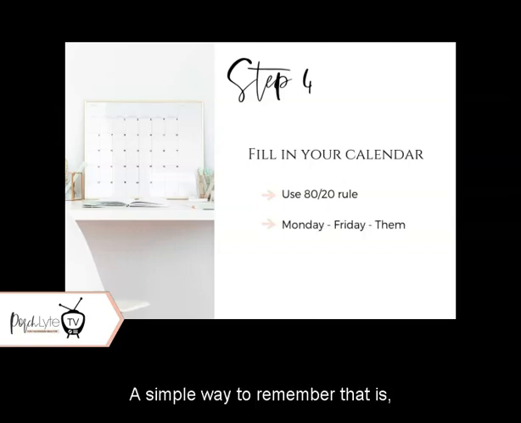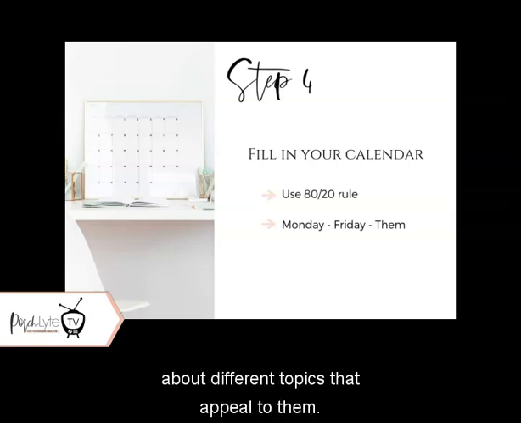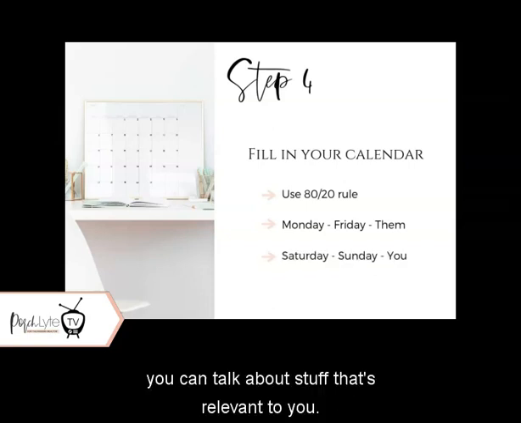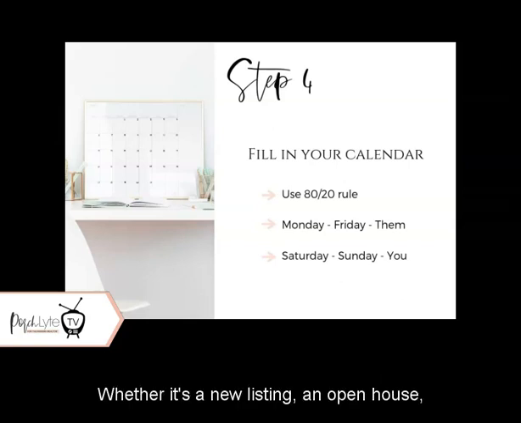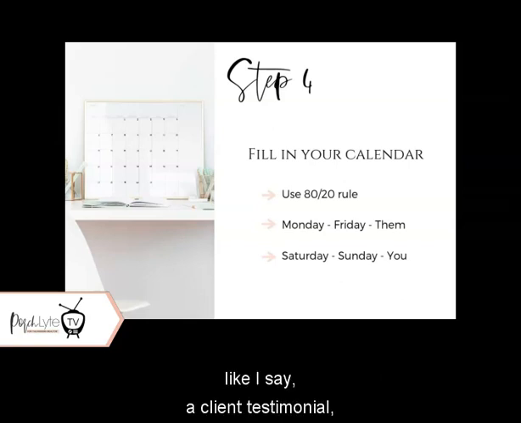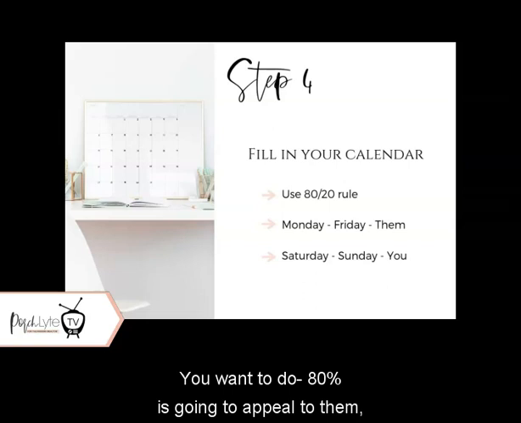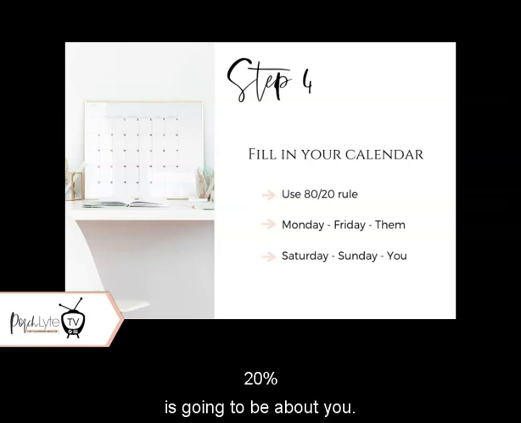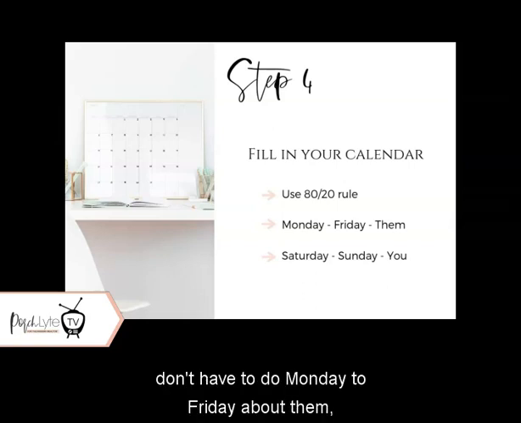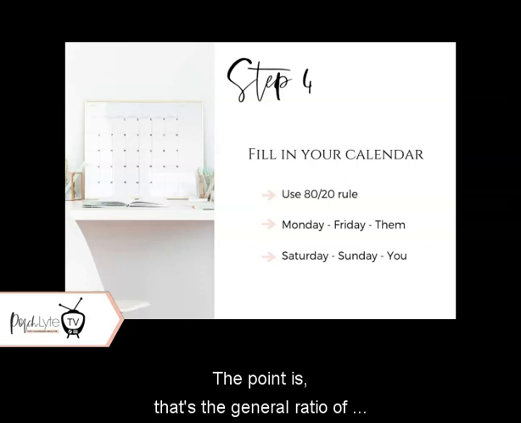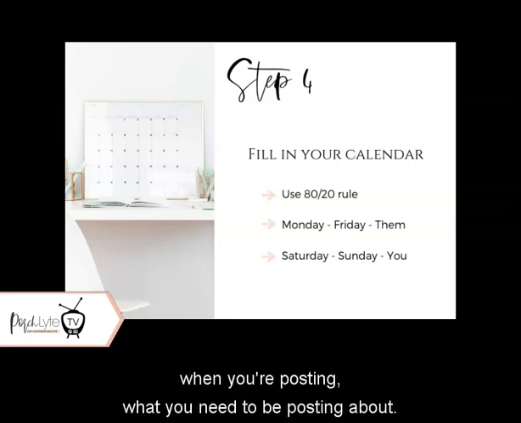A simple way to remember that is, say, Monday to Friday, you want to post about them. So you're going to be posting about different topics that appeal to them. And then maybe Saturday and Sunday, you can talk about stuff that's relevant to you, whether it's a new listing, an open house, a client testimonial, whatever the case may be. You want 80% to appeal to them, 20% to be about you. Now, you can mix this up. You don't have to do Monday to Friday about them, Saturday, Sunday about you. The point is that's the general ratio of what you need to be posting about.